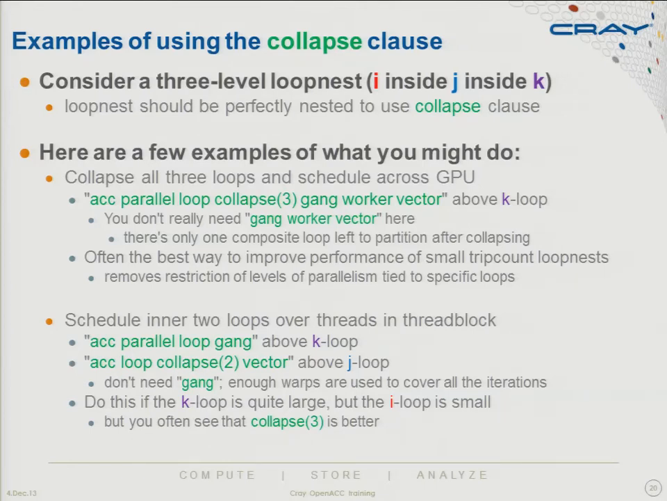And if you want, you could collapse just the two inner loops. So you'd say parallel loop above the K loop, and then collapse 2, and you just divide the inner two loops over the vector level and the outer level over the gang. There's no particular answer as to what you would do. It depends on the trip counts of your loop. It depends on how much work is inside the kernel. You have to try these things, and I'll show some examples of this later.